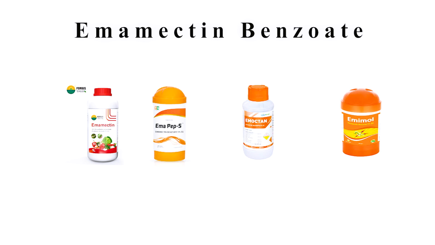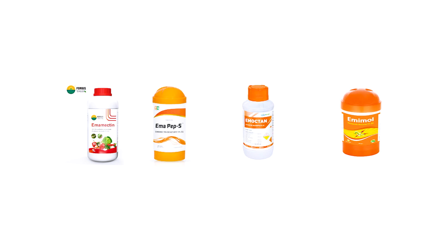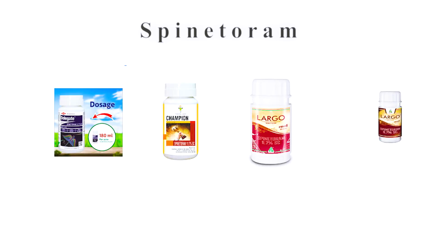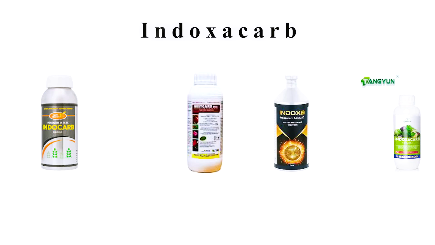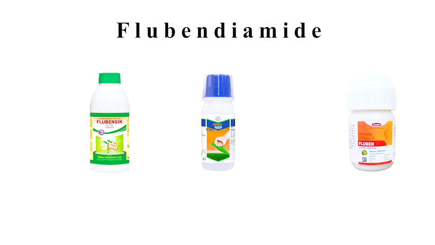Number 2, you can check for a chemical that has got spinosad as an active ingredient. You can also look for a chemical that has got spinetoram as an active ingredient. You can look for a chemical that has got indoxacarb as an active ingredient. And finally, you can look for one that has got flubendiamide as an active ingredient.